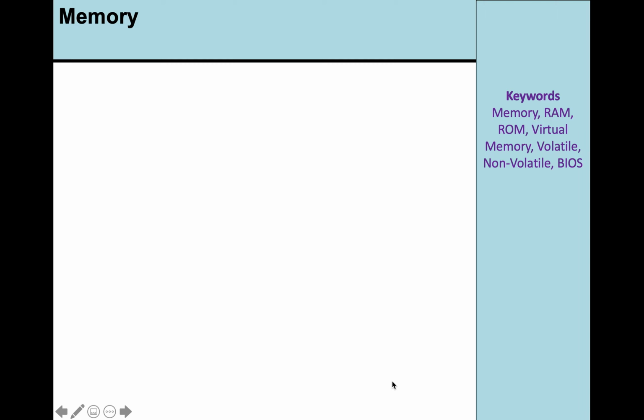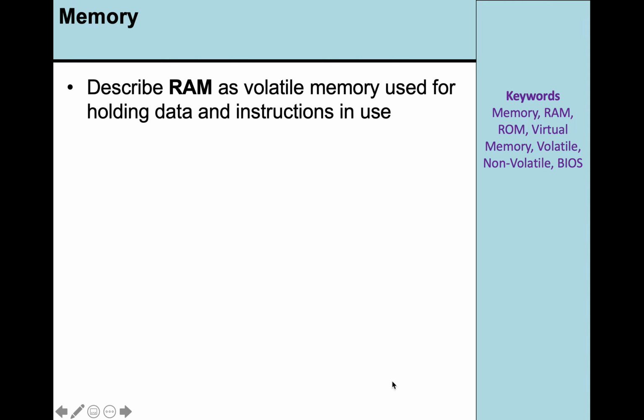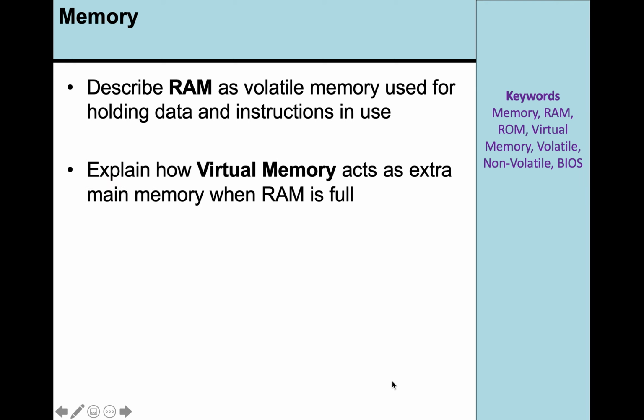Welcome back to Computer Science MS5, and in today's video we're going to be looking at memory. We're going to be able to describe RAM as volatile memory used for holding data instructions in use. We're going to explain how virtual memory acts as extra main memory when RAM is full, and we're going to describe the purpose of ROM.